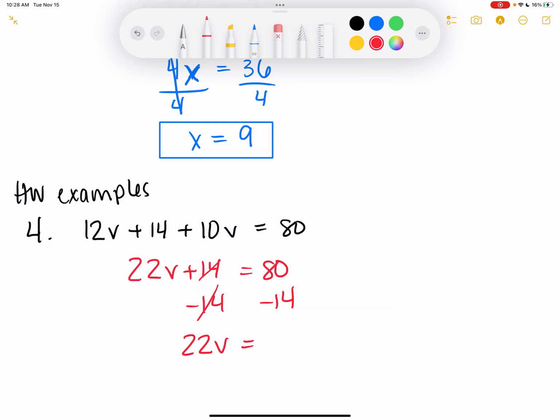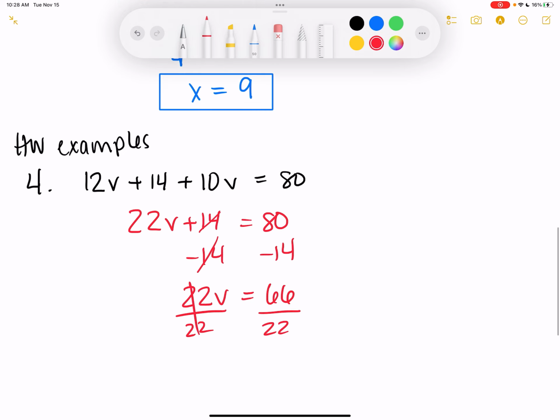So I've got 22v equals 80 minus 14, which is 66. Now what? Divide by 22 on both sides. So v equals 66 divided by 22, which is 3. Yeah, 22 times 3 will give you 66.